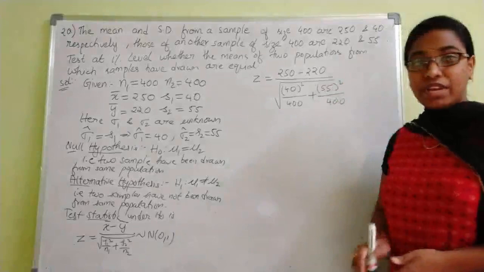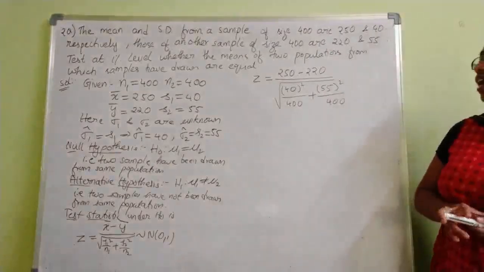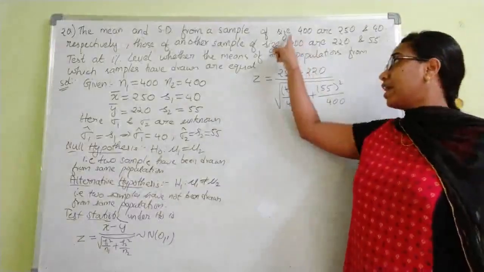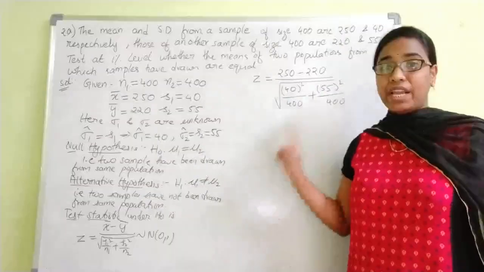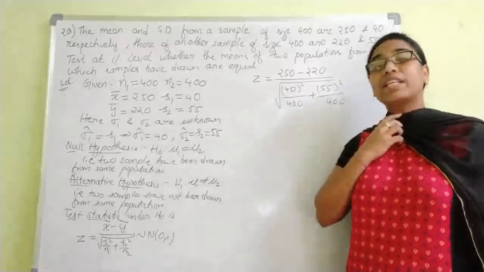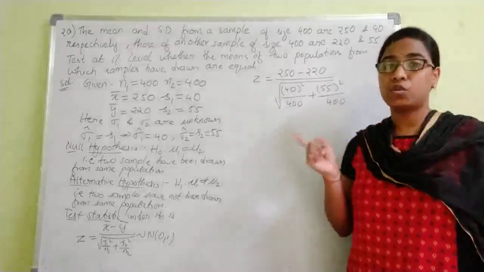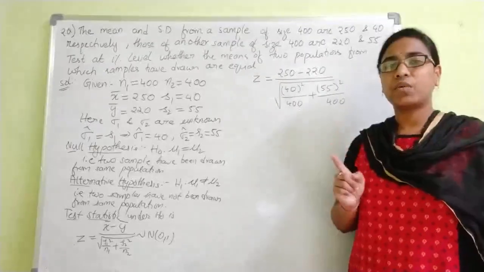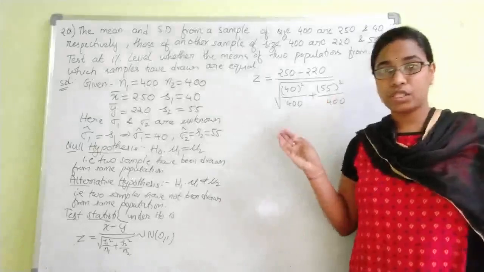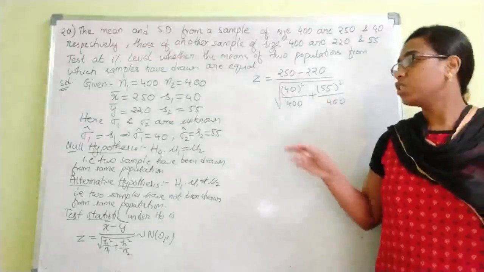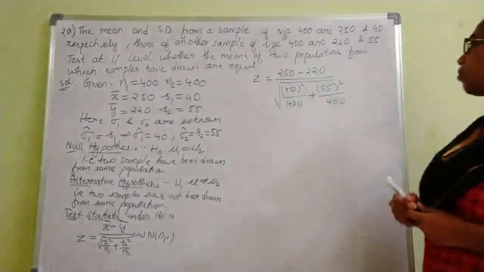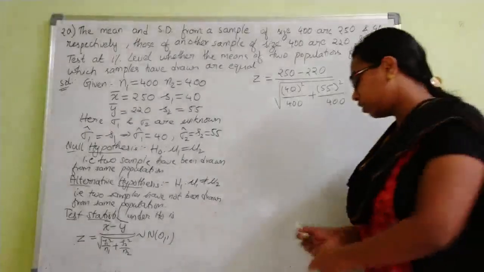You have to be very careful with the given values. Given are the standard deviations. Standard deviation means S1 and S2. Suppose if variances are given, then you will write S1 square and S2 square. So make sure you read the question carefully. If variance, you write S1 square, S2 square. If standard deviation, you write down S1 and S2. So solve this one.